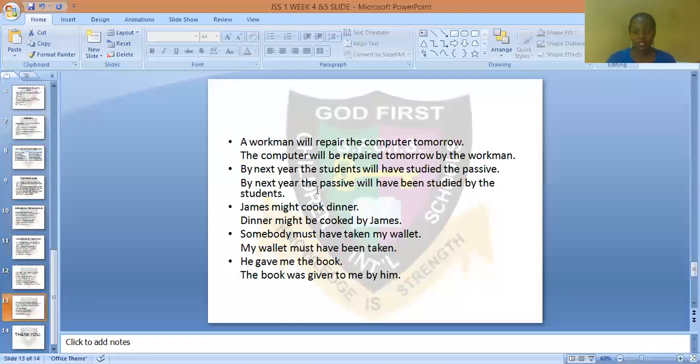By next year, the students will have studied the passive. By next year, the passive will have been studied by the students.